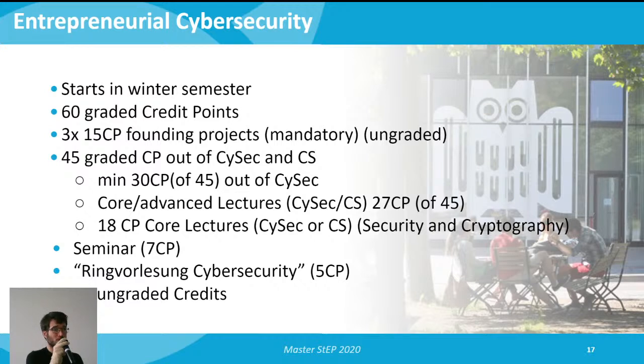Moreover, out of the 60 credit points, you have 45 credit points from SciSec and computer science. These are overlapping, but there are special lectures for only SciSec students, which you can cover too. At minimum, you have to do 30 credit points out of SciSec. From the more specialized lectures, core advanced lectures, you can hear 27 credit points and 18 credit points of core lectures. Again, these are overlapping, therefore the 45 credit points. But again, just read it in your study regulations. Also, you have to do one seminar. There's also a special lecture, Ringvorlesung Cybersecurity, which gives you 5 credit points, and 15 uncredited credit points. Again, you can hear what you want.